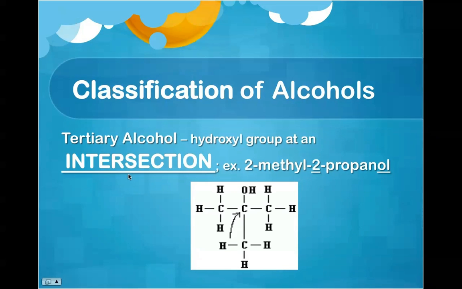And then finally, a tertiary alcohol is when it's actually at an intersection of carbons. This middle carbon that the OH is attached to, as you can see, has 3 other carbons, so it's at an intersection of their bonds. And that means that we have a tertiary alcohol. So just some different things to keep an eye on, and know those vocabulary words.